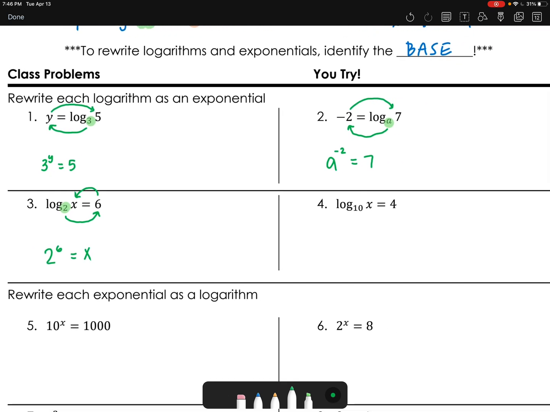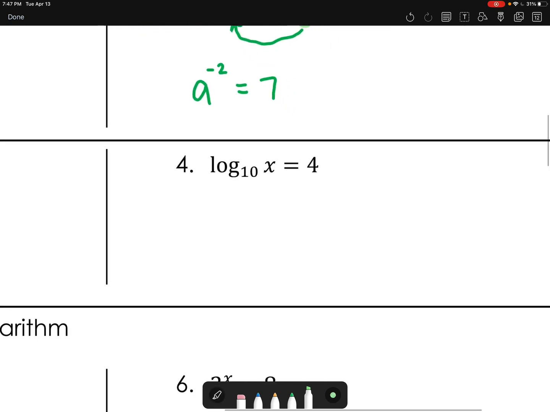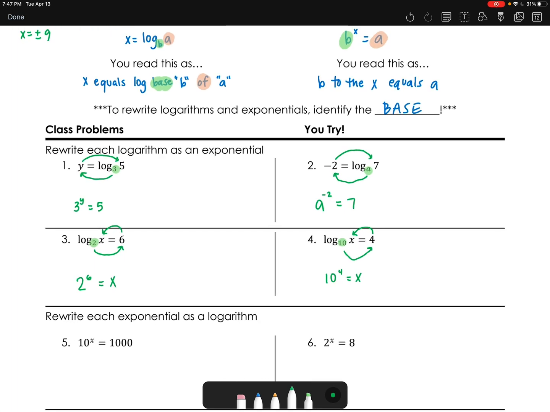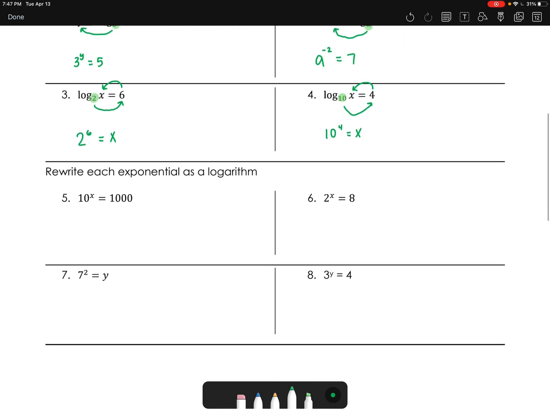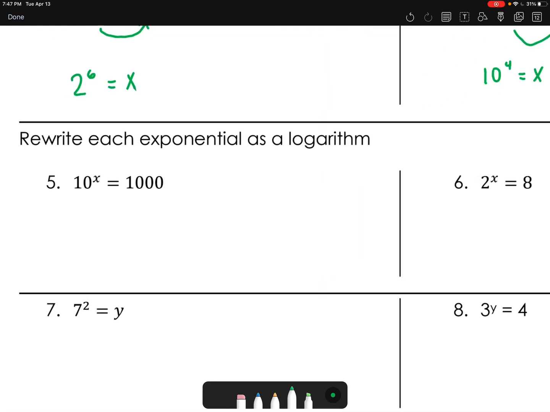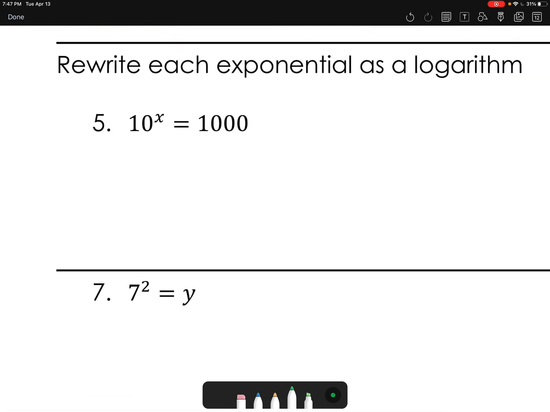Pause the video and try number 4 on your own. Alright, with number 4, the first thing you need to do is find your base of 10. And you go in a circle. 10 to the 4th equals x. Okay? Okay, number 5, these problems here going from exponential to log is the exact same process.